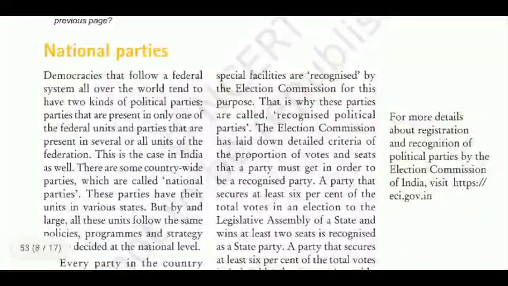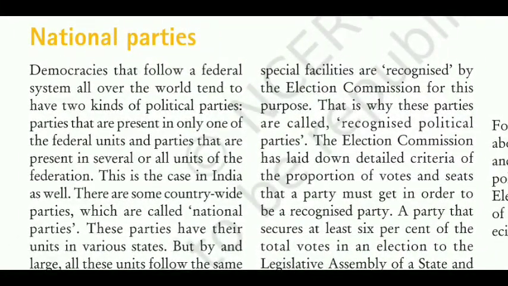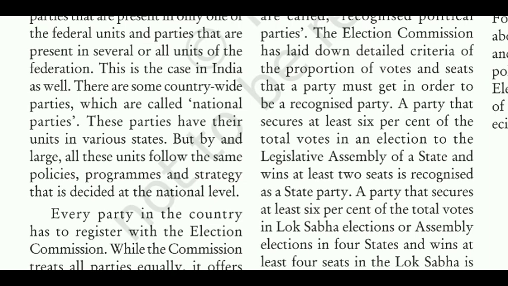Now, national parties. Democracies that follow a federal system all over the world tend to have two kinds of political parties: parties that are present in only one of the federal units, and parties that are present in several or all units of the federation. This is the case in India as well. There are some country wide parties which are called national parties. These parties have their units in various states, but by and large, all these units follow the same policies, programs, and a strategy that is decided at the national level.